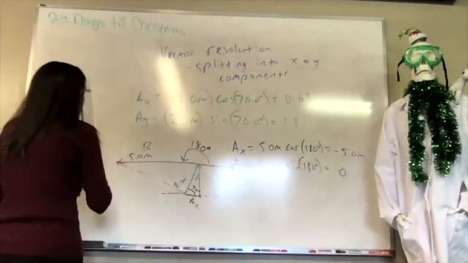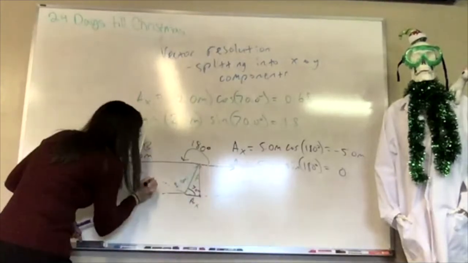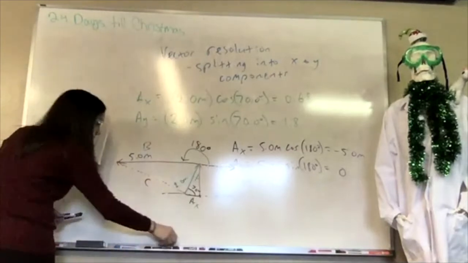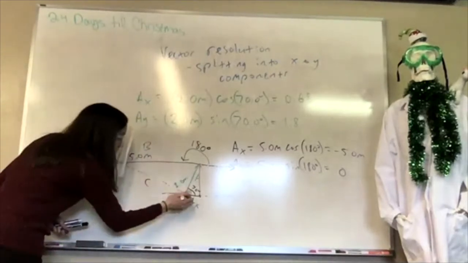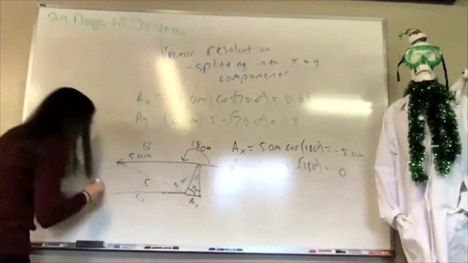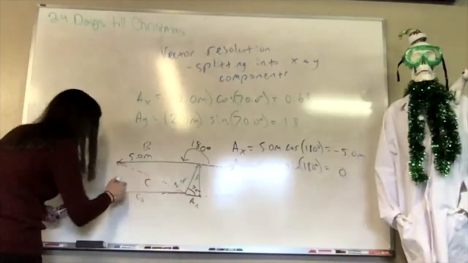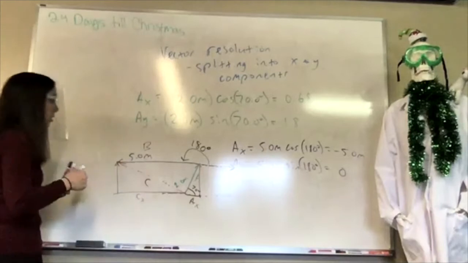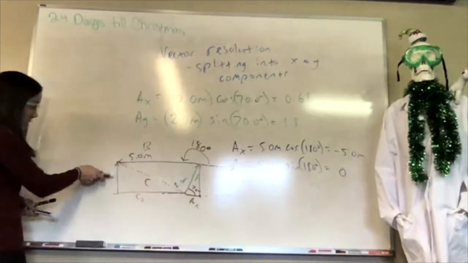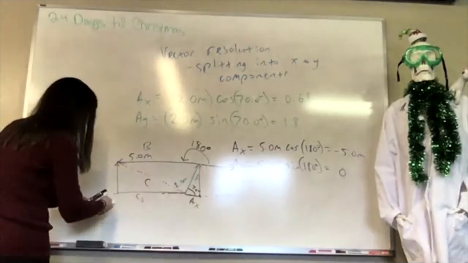Okay, so what we're going to do now, this red line is C. We're going to find C of X and C of Y. We want to find out how far you went horizontally, which would be C of X, and then how far you went upward, C of Y, and that will give us our displacement. So we want to find this magenta line, this purple line.